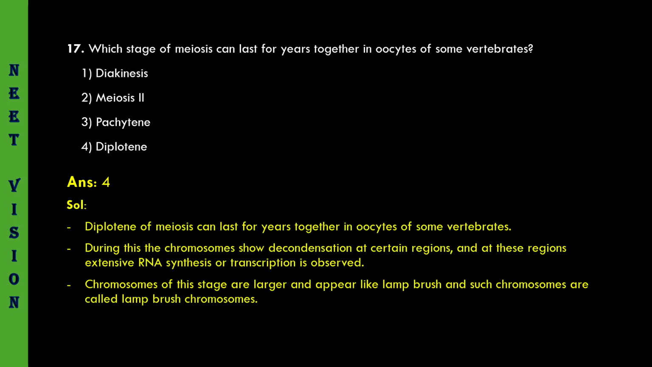Diplotene of meiosis can last for years together in oocytes of some vertebrates. During diplotene, the chromosomes show decondensation at certain regions, and at these regions extensive RNA synthesis or transcription is observed. Chromosomes of this stage are larger and appear like a lampbrush, and such chromosomes are called lampbrush chromosomes, which are one of the giant chromosomes. Coming to the next one.